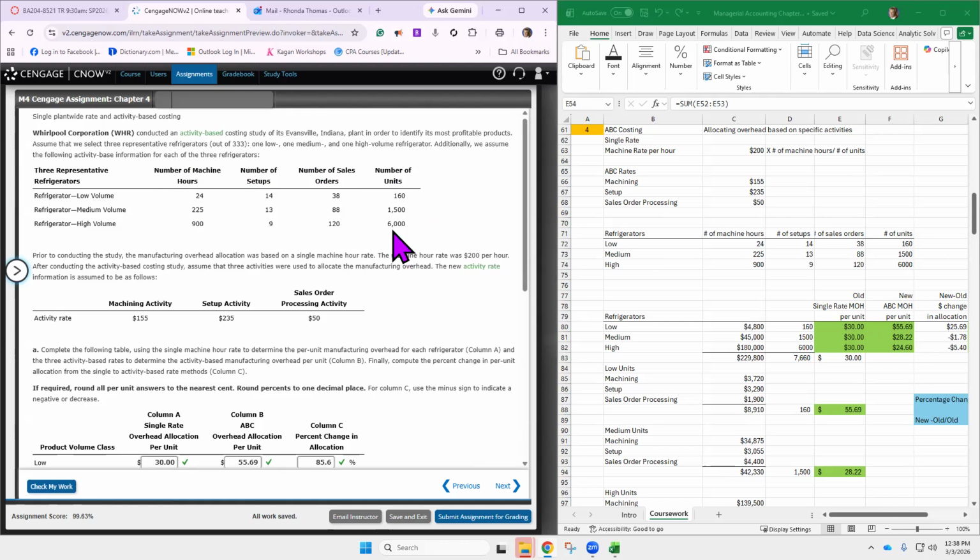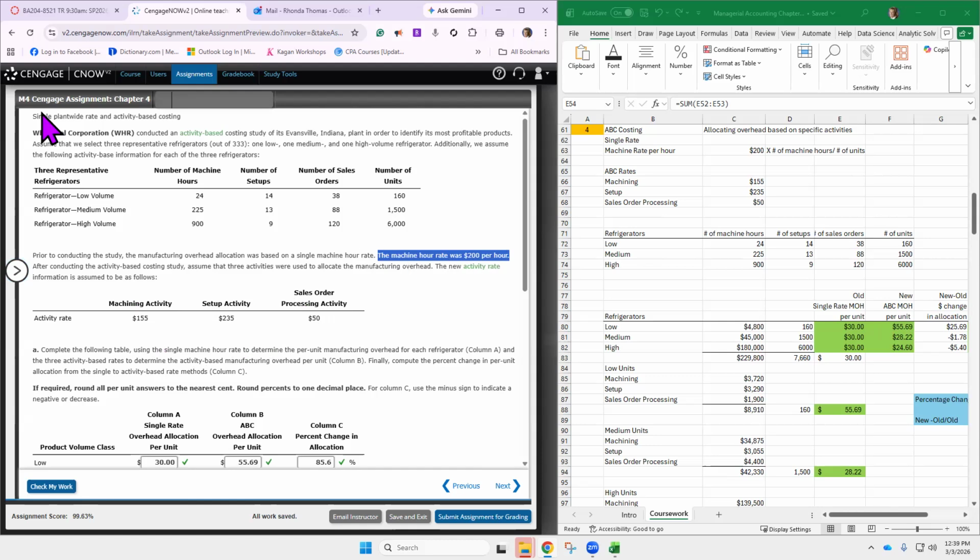So here is your most volume line. Here's your lowest, yep, which makes sense. Here are three rates. We have 235 for setup. Sales order processing rate is at 50. Machining activity is 155. Now here's the one that they hid. The machine hour rate is 200 per hour.